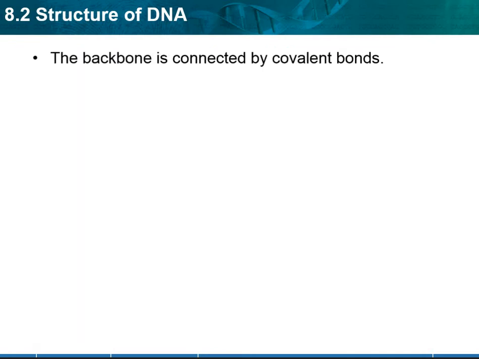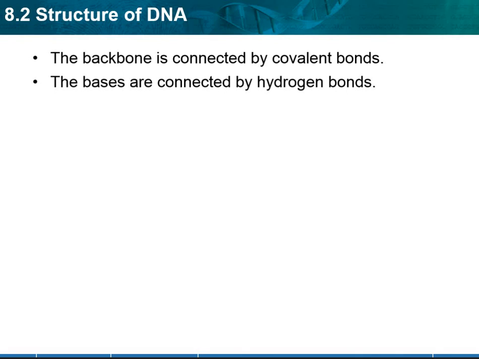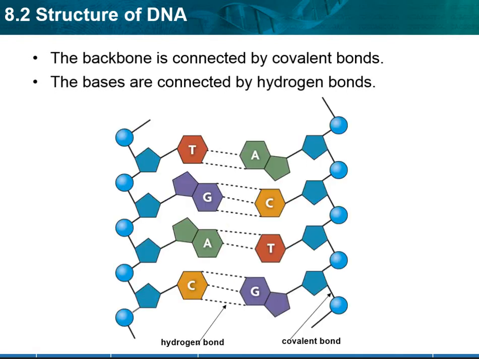The backbone is connected by covalent bonds. The bases are connected by hydrogen bonds. So in between the two sides of the ladder, the rungs are connected by hydrogen bonds holding it all together. That makes it easy to unzip when it needs to copy, and it's going to hold it together pretty well for the most part. So that is the end of the notes for section 2.